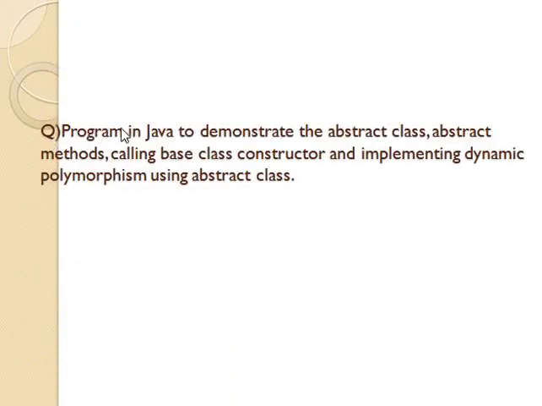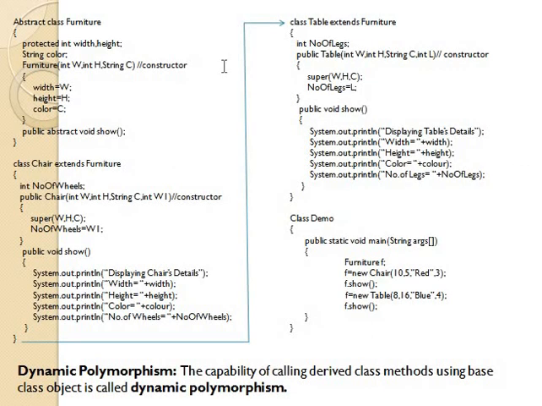Now I am going to show you a Java program to demonstrate the abstract class, abstract methods, calling base class constructors, and implementing dynamic polymorphism using an abstract class. And here is this Java program. The Java program has a class specified by the name furniture, and it has been preceded by the abstract keyword. So that's why this class furniture is an abstract class.